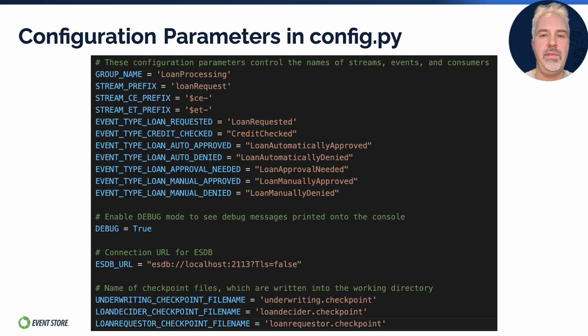To ensure the configuration information for this example is easy to share, configuration will be stored in config.py. For this video, you'll only need a few common parameters. The stream prefix and stream CE prefix will allow you to build the name of the stream from which you will read. The debug parameter will allow you to spit out extra detail when you execute our code. The ESDB URL ensures all of our scripts reference the same database service. The loan requester checkpoint file name will allow you to keep track of the position where you want to start reading in the stream.